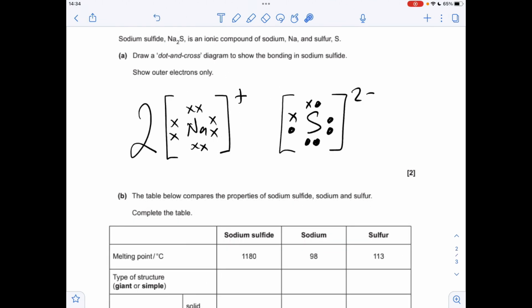Moving on to the next question, sodium sulfide's ionic, so we need 2 Na+ ions. I always go for crosses for the metal ion, so you can have 8 there, or you can have an empty outer shell. And the sulfide ion needs 6 of a different type of electron, and those 2 crosses are the 2 electrons that have come from the 2 sodiums, 2- charge.